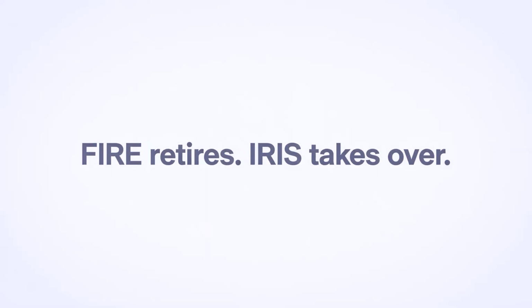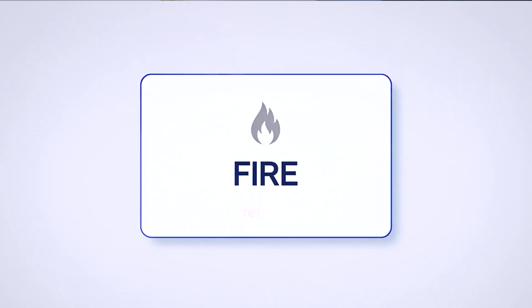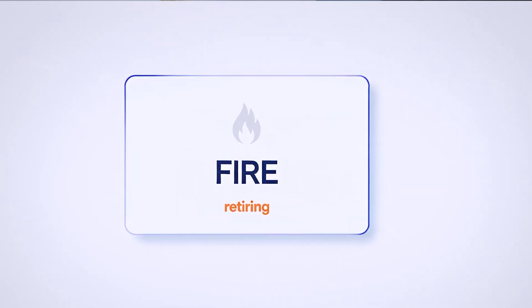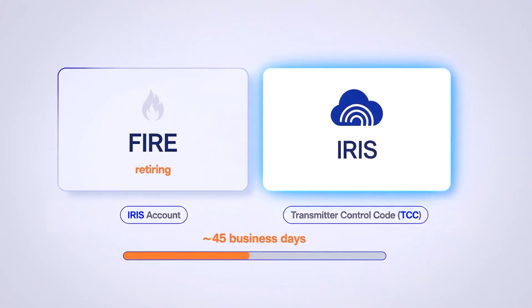Here's the part almost nobody's talking about. The IRS's old e-filing system, called FIRE, is retiring at the end of 2026. Starting with the 2027 filing season, IRIS becomes the only system for e-filing 1099s. If you've been using FIRE, you need an IRIS account and a transmitter control code, a TCC, set up before filing season hits. And that TCC application can take around 45 business days to process. Translation: don't wait until January to deal with this.